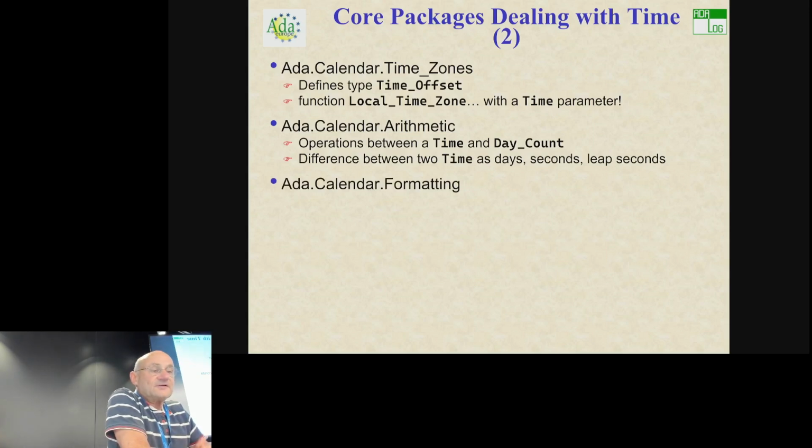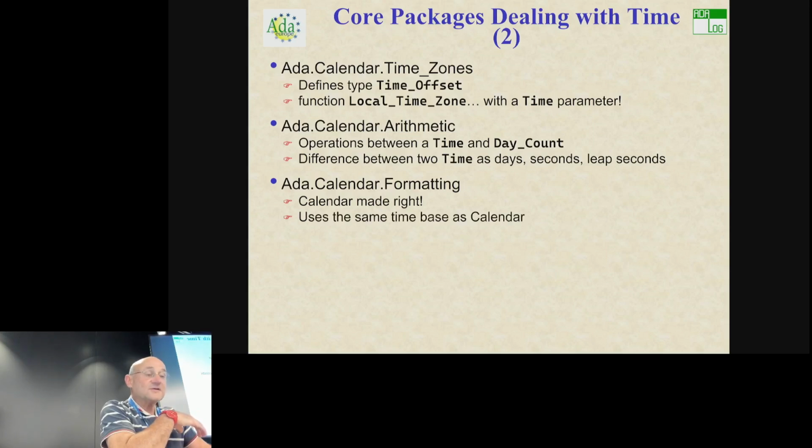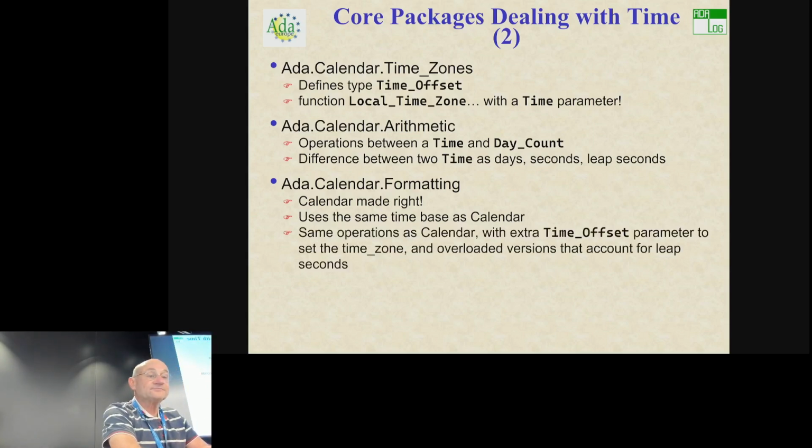And then you have Ada.Calendar.Formatting, which in a sense is like Calendar made right. We have seen that Calendar did not deal with a number of issues. So it uses the same clock, the same time base as Calendar, but it has the same kind of operations as Calendar, with an extra parameter called Time_Zone that gives you the time zone as a number of minutes from UTC.